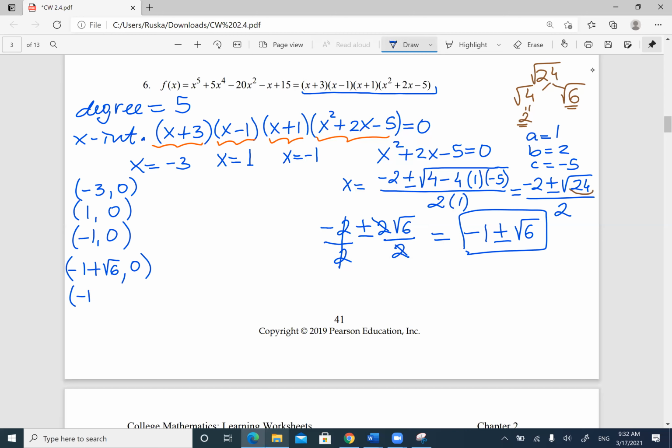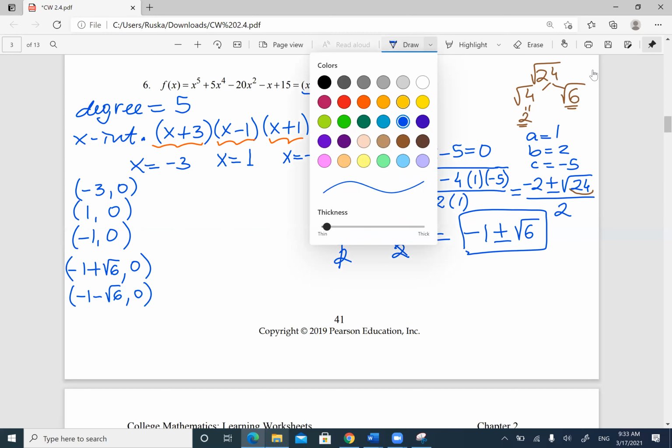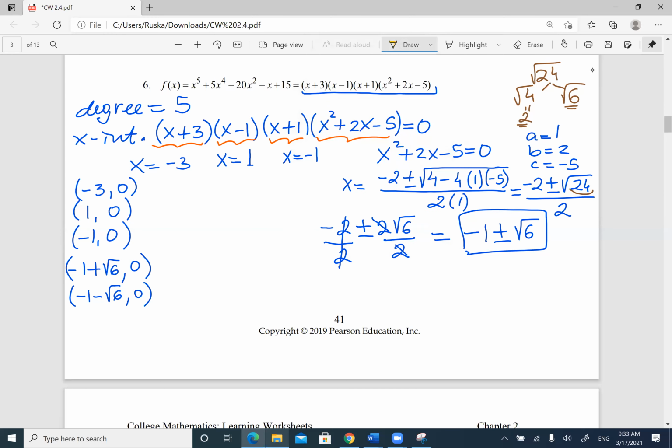And negative 1 minus square root of 6, comma 0. Because you're not graphing, that's why you can just list them like this. If you need to graph, then you can just round to the nearest number. So these are the 5 x intercepts we got. The degree is 5, and then 5 x intercepts. Okay, any questions so far?